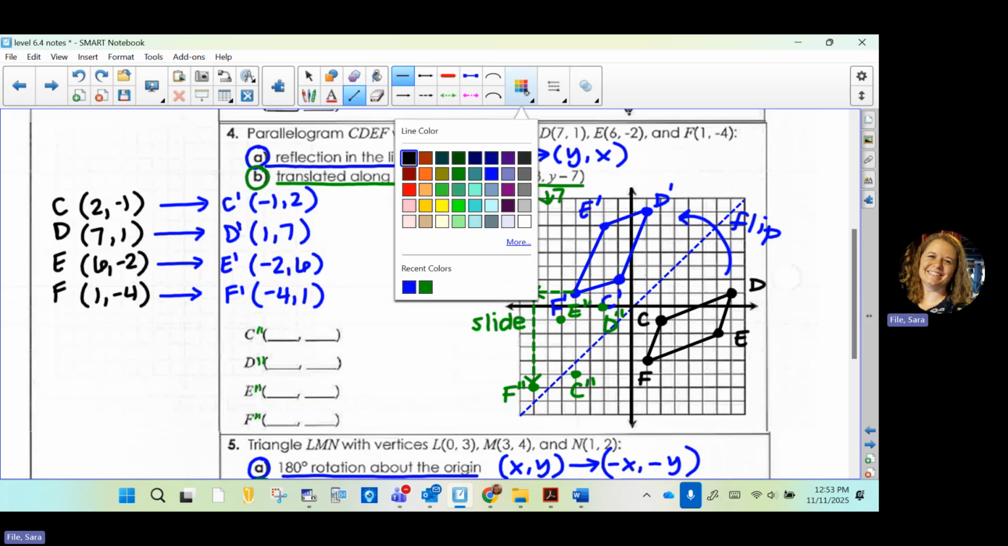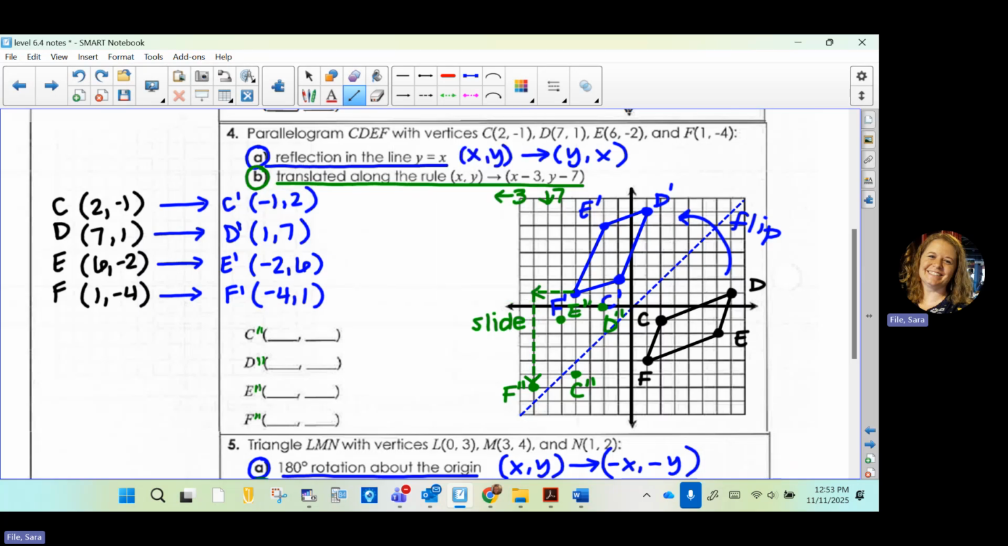Let me put these line segments on here, and you can see that parallelogram. From black, it was flipped or reflected to the blue, and then blue to green, it was translated. It slid down and over, went left and down to get to the new points here.